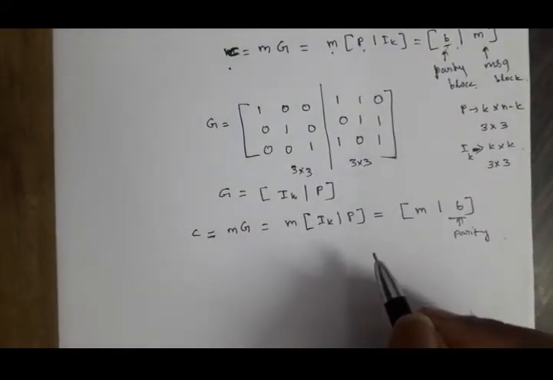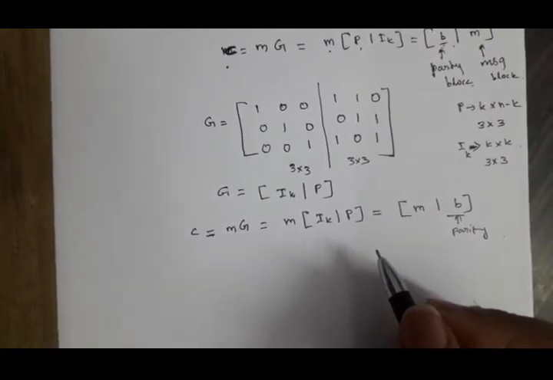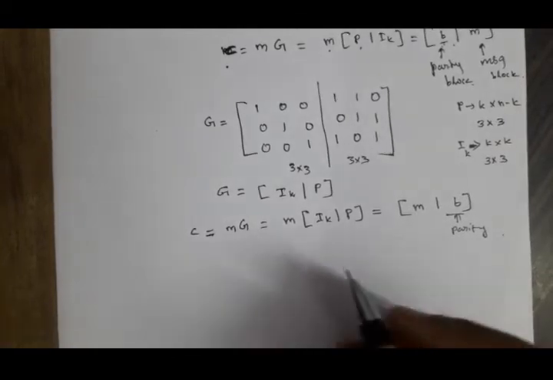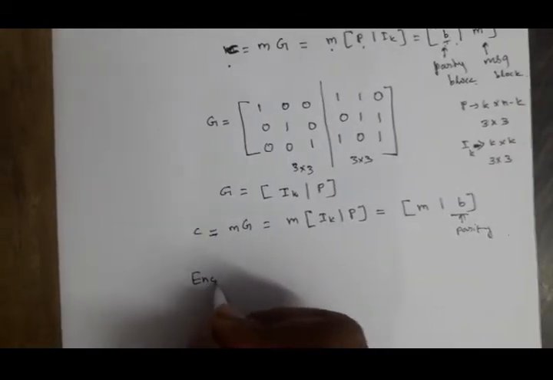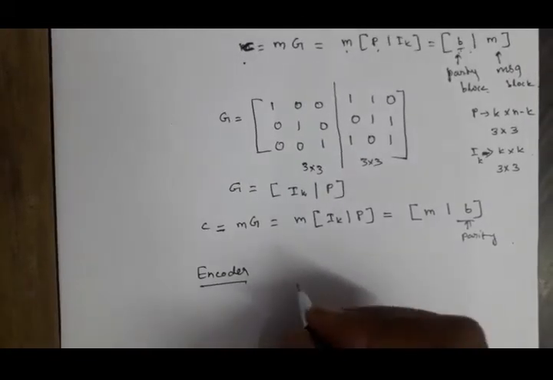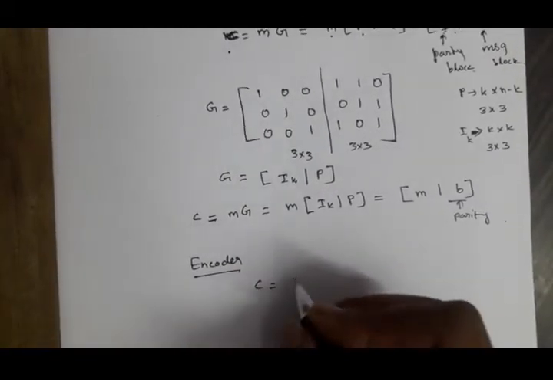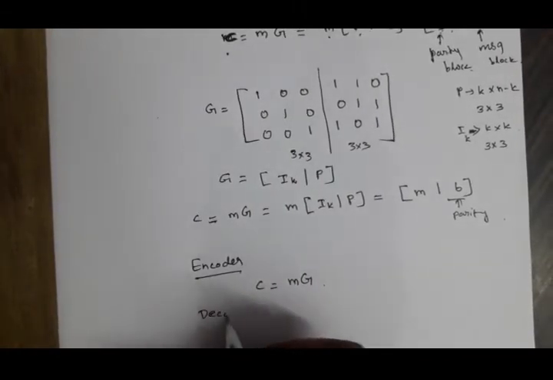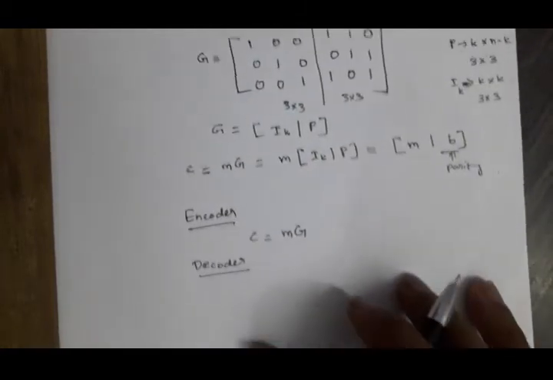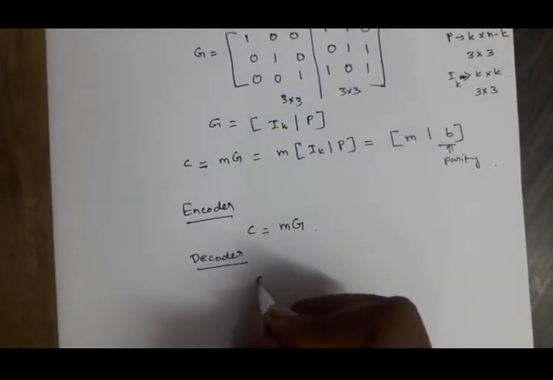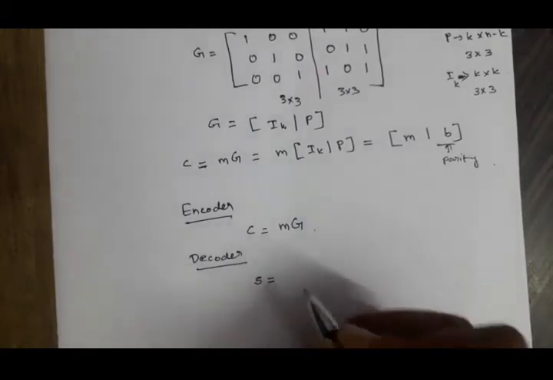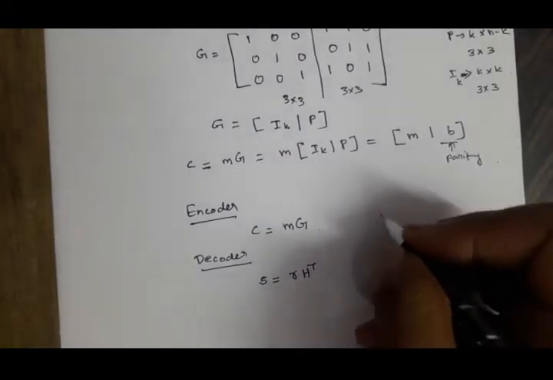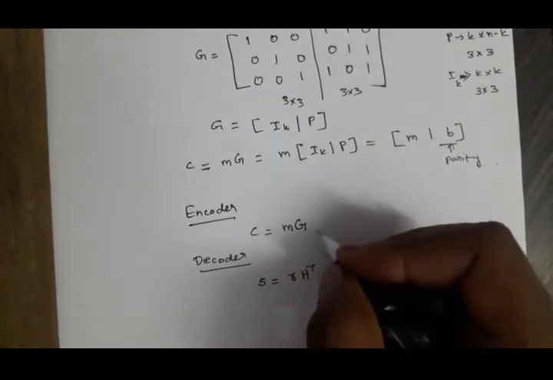Now our intention is to design the hardware for the encoder as well as the syndrome decoder. So the encoder can be constructed with the help of the expression C is equal to M into G, whereas the decoder can be constructed with the help of the expression S is equal to R into H transpose. Here M is the message block, G is the generator matrix.